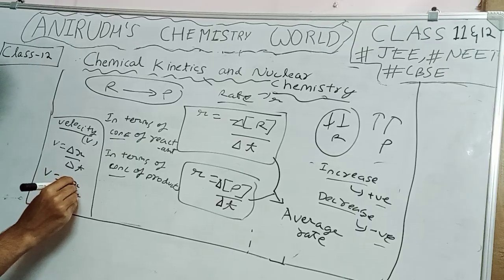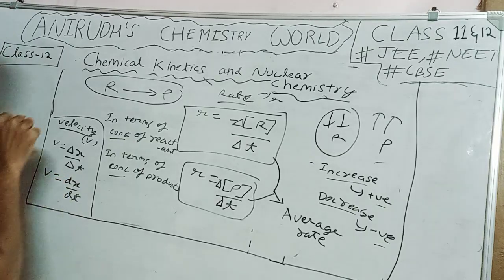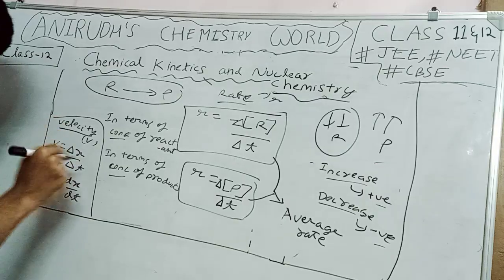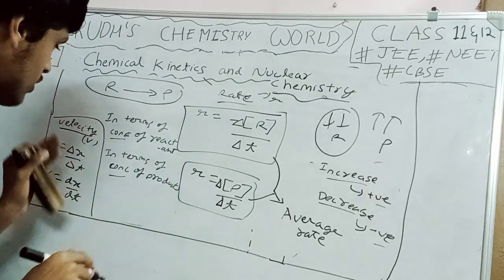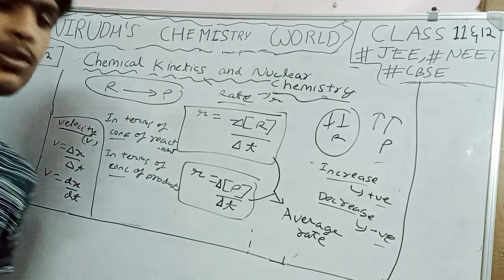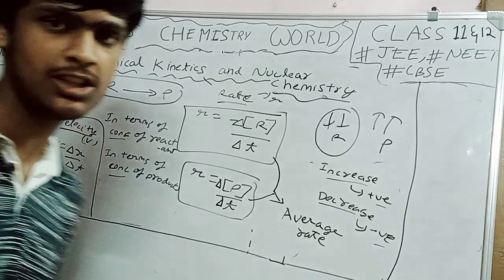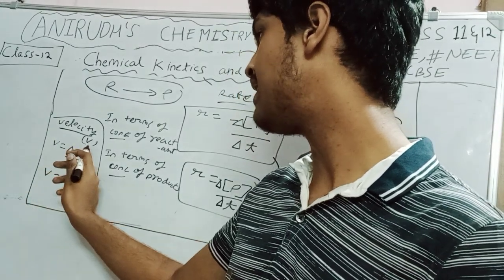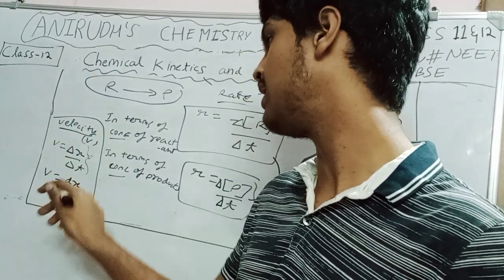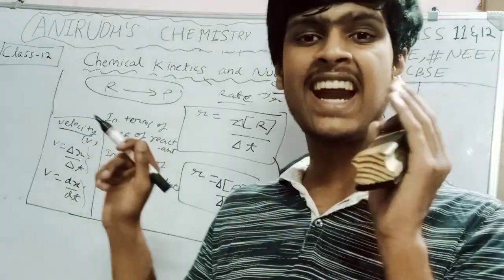If you remember properly, in the motion in a straight line chapter, velocity v is equals to delta x by delta t, and velocity v is equals to dx by dt. Delta x by delta t is the average velocity, and instantaneous velocity is v is equals to dx by dt. Delta x by delta t is nothing but the average velocity. dx by dt is nothing but instantaneous velocity.